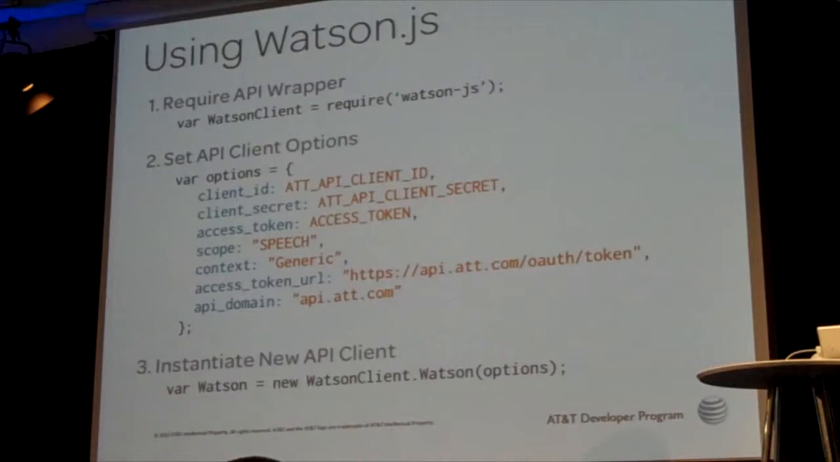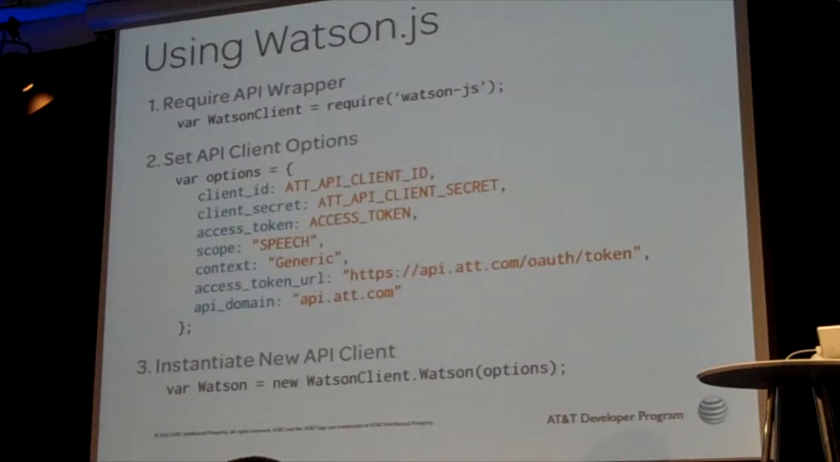So the client ID and client secret are your API key and your secret key, respectively. And then if you've already gotten an access token from AT&T and stored it in, for example, your database or something like that, you can include that when configuring it, or you can get a new one after the fact using one of the built-in methods.